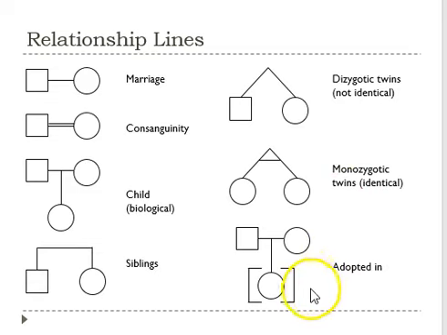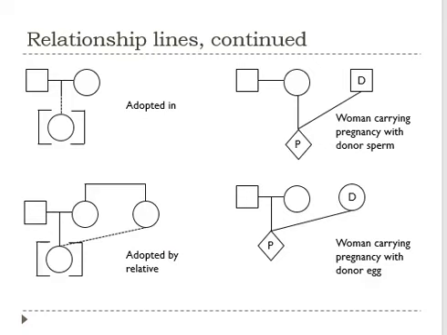An individual that's adopted in, there is this line, the box that goes in, and if they were adopted out, there would be a box that went out. So continuing on the relationship line, sometimes there's, again, adopted in. Here we have a couple. The woman is pregnant, but the biological father is a donor. Here we have a woman who's not pregnant, but she has a daughter that was adopted by a relative.